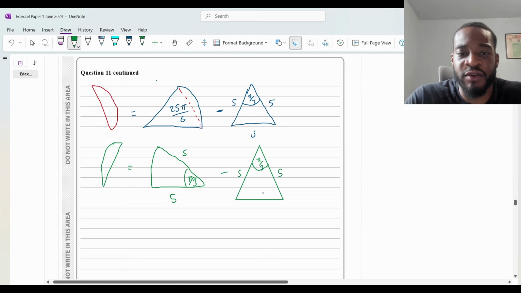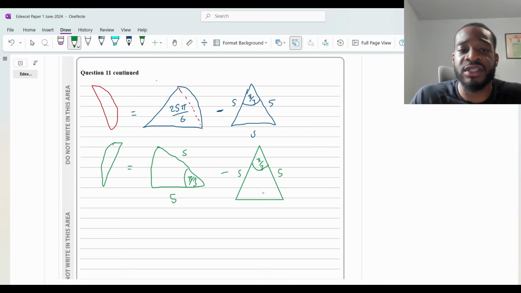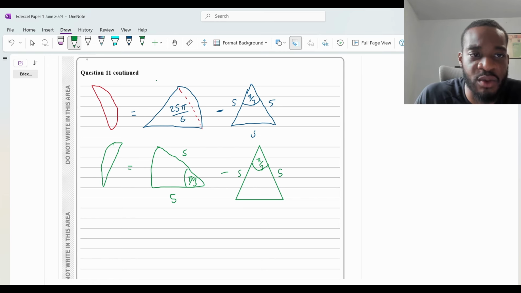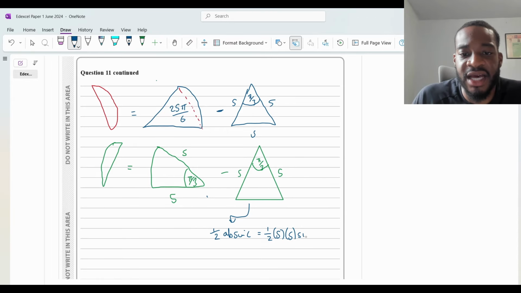How do I find the area of a triangle? Well, I've got two sides and the angle between. We can just use half AB sine C for that, can't we? So I'm just going to write this here. We're going to use 1/2 AB sine C, which would mean it's going to be 1/2, and then A and B are both 5, so 5 times 5, and then sine of pi over 3. So that's going to be 25 over 2.